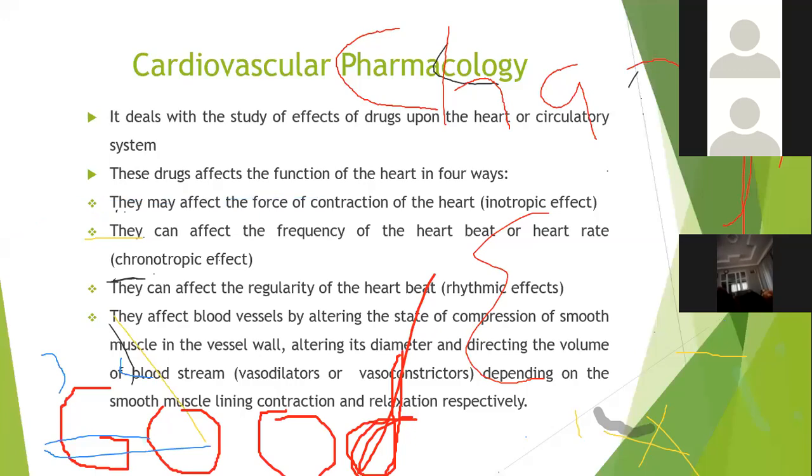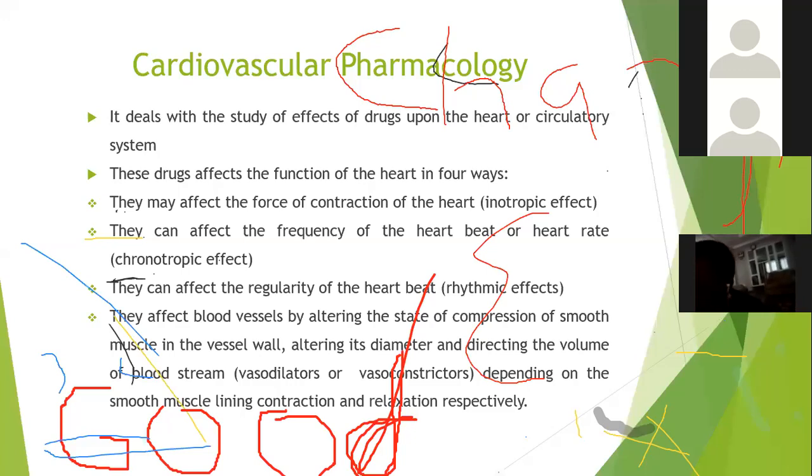They can also affect the blood vessels, either by altering the state of contraction of the smooth muscles in the vessel walls, or by altering the diameter and the volume of the bloodstream. So this will come as vasodilators or vasoconstrictors. So cardiovascular drugs work in 4 ways. They can produce inotropic effect, they can produce chronotropic effect, they can bring rhythmic effect, and they can act as vasodilators or vasoconstrictors, depending on the smooth muscle lining they are working on.